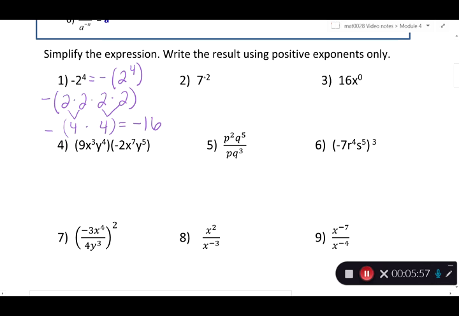7 to the negative 2. Again, we don't want to answer with a negative exponent, so we're going to go ahead and just move this to the bottom of a fraction, 7 squared, and we put a 1 on top. Okay?